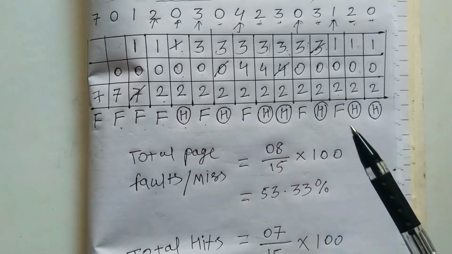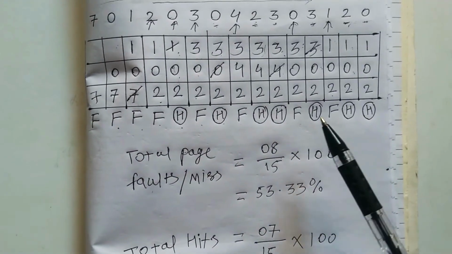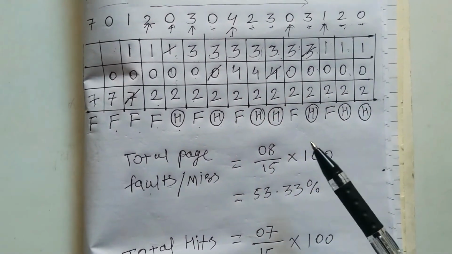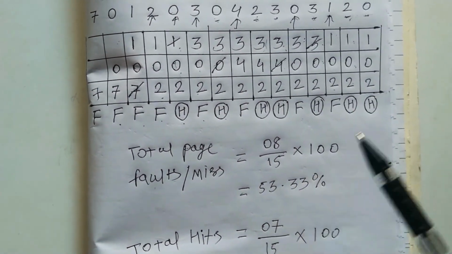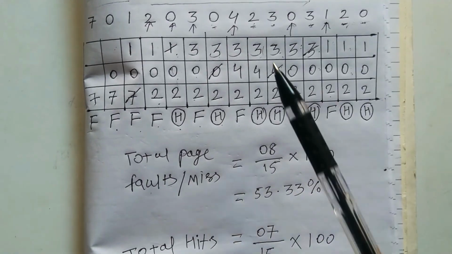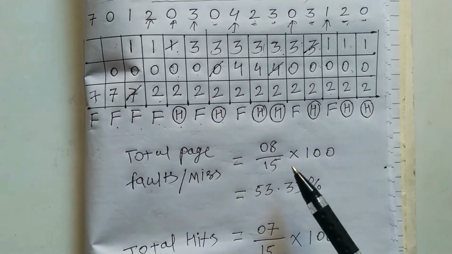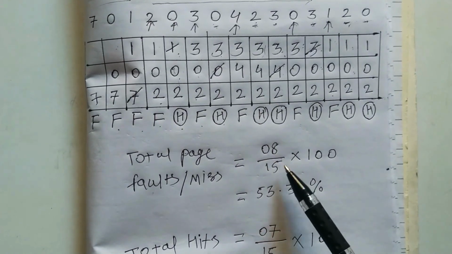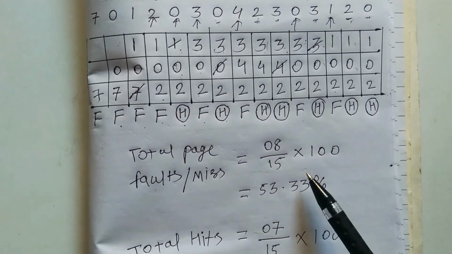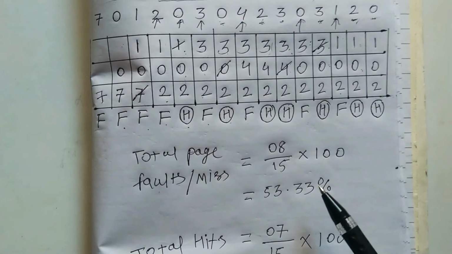Why? Because the motto or objective of a page replacement algorithm is to reduce the number of page faults. Using this optimal page replacement algorithm, you are getting fewer page faults as compared to the FIFO and the LRU algorithm.